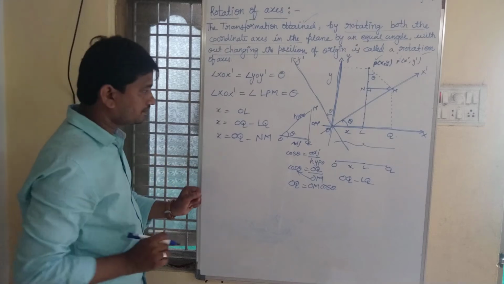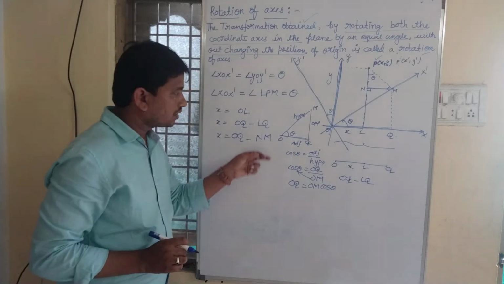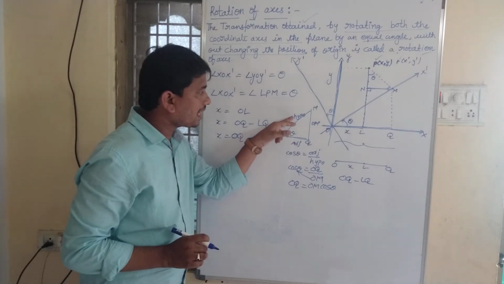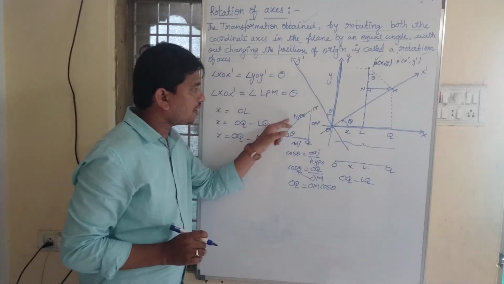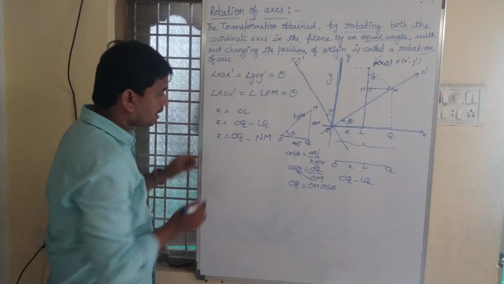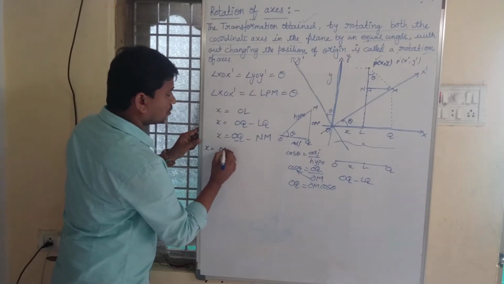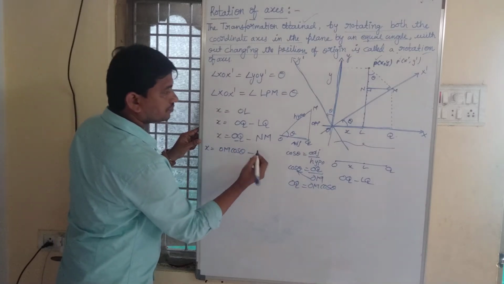Is it clear, children? We want OQ, and that OQ is the adjacent side here. We know the cos ratio is adjacent by hypotenuse, so OQ by OM. Cross multiplication gives OQ equal to OM cos theta. In place of OQ, we can write OM cos theta.